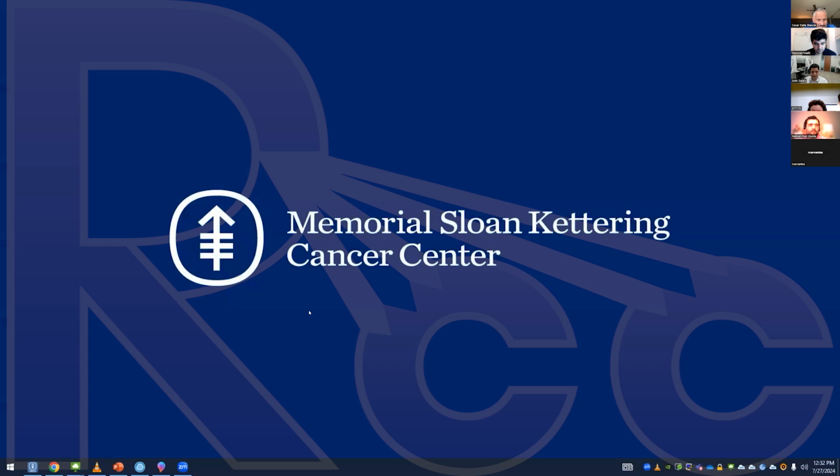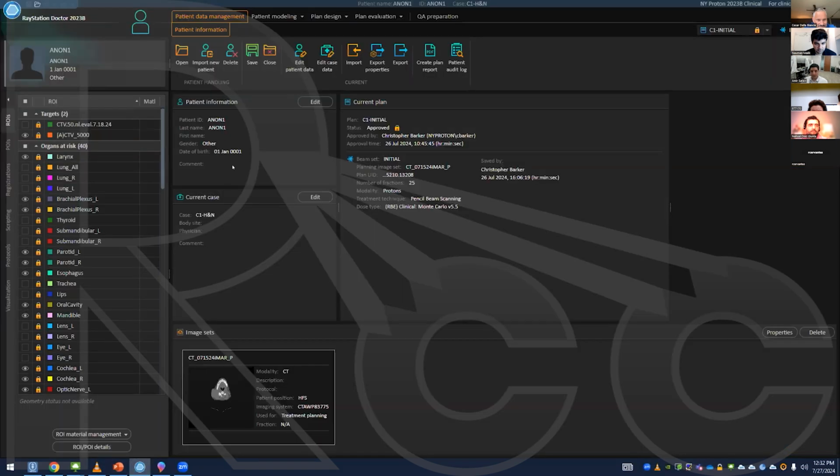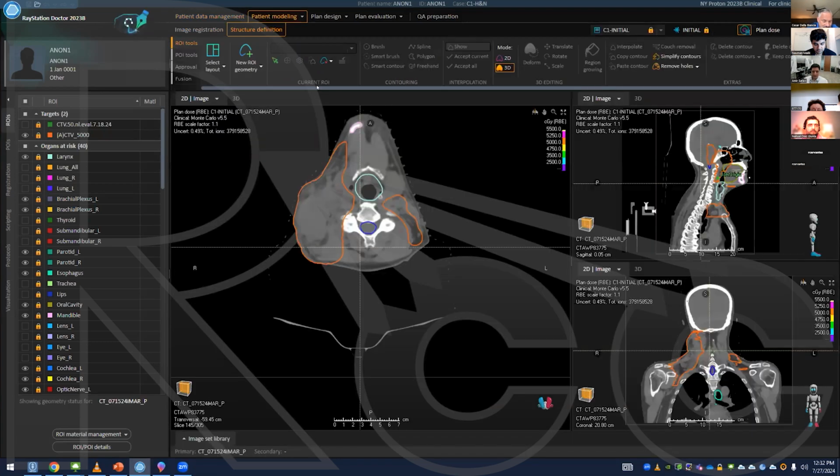So this patient is being treated with protons, so a little bit different, and to give you a bit of familiarity with how things may look. So let me just move the zoom bar across. Good. So let's look at the patient modeling.